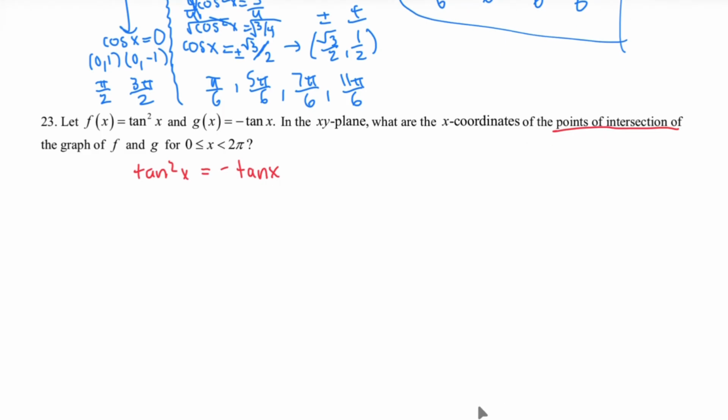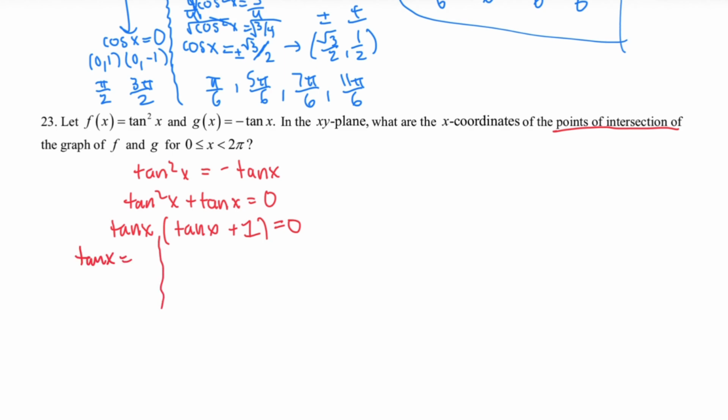So now number 23, I set it equal already because it's points of intersection. And so I can move that to the other side and set it equal to 0. And I can see I can factor out tangent of x, so I'm going to do that. And now I can solve for each of them. So tangent of x is equal to 0, and on this side tangent of x is equal to negative 1. So I know 0.